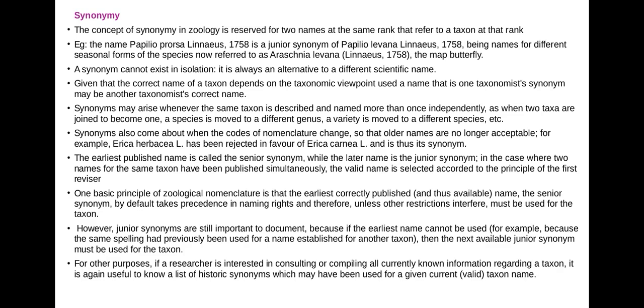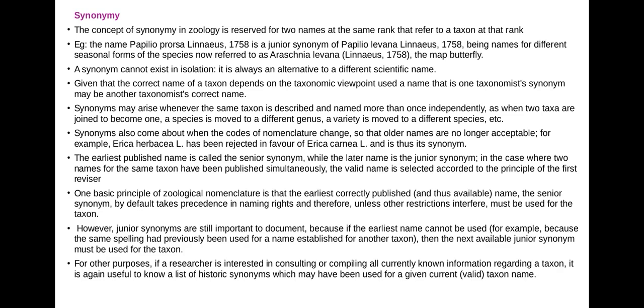One basic principle of zoological nomenclature is that the earliest correctly published and thus available name, the senior synonym, by default takes precedence in naming rights and therefore, unless other restrictions interfere, must be used for the taxon.